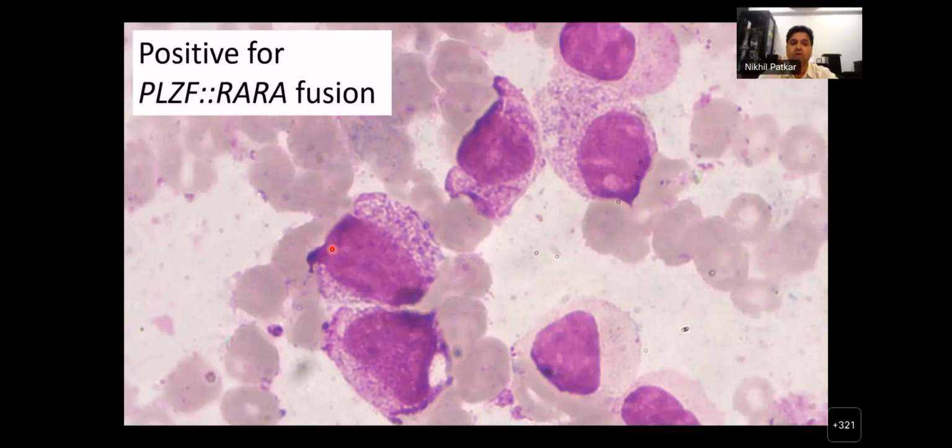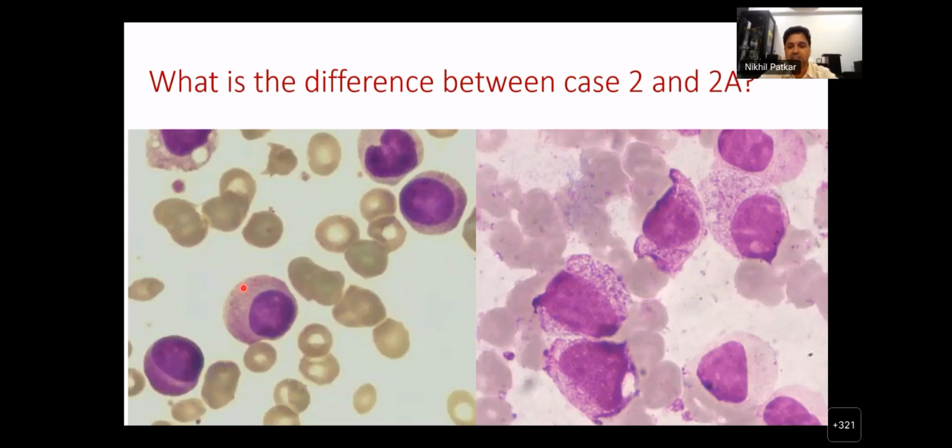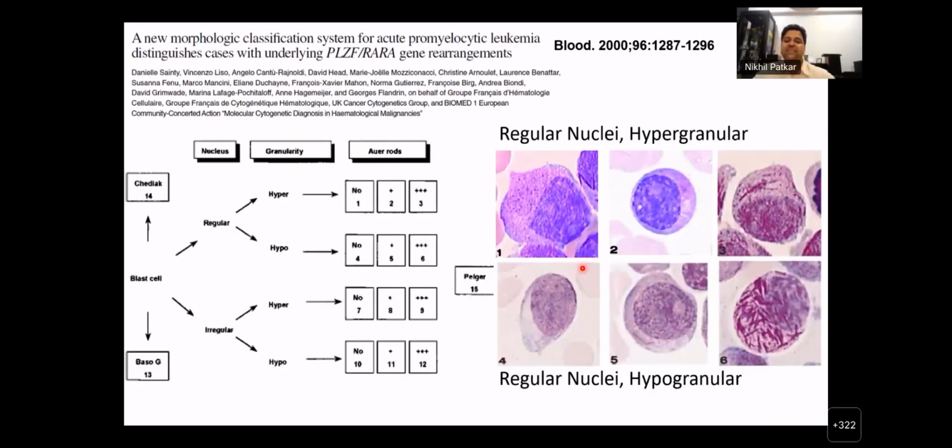Okay? This is also a type of PLZF-RARA fusion. You can contrast the cells on the left to the right. These have fine granules, and these have very coarse granules. Both are characteristics that are described for acute promyelocytic leukemia with PLZF-RARA. Now, there is this really fascinating article in Blood. If you are interested in the morphology of APML, you should look at this, wherein this gentleman has made a classification system for all the different types of abnormal promyelocytes.